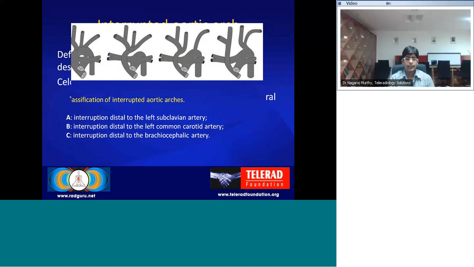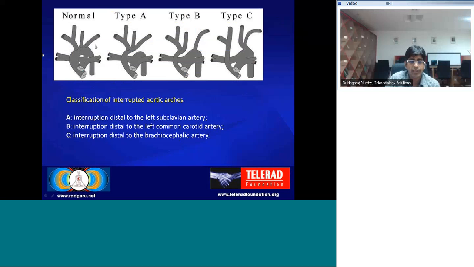This is a diagram showing the normal arch. In type A, there is interruption distal to the left subclavian artery. This is the left subclavian artery, and there is interruption distal to the left subclavian artery. In type B, there is interruption between the left common carotid and left subclavian artery. And type C, there is interruption between the common carotid arteries, that is two brachiocephalic arteries.